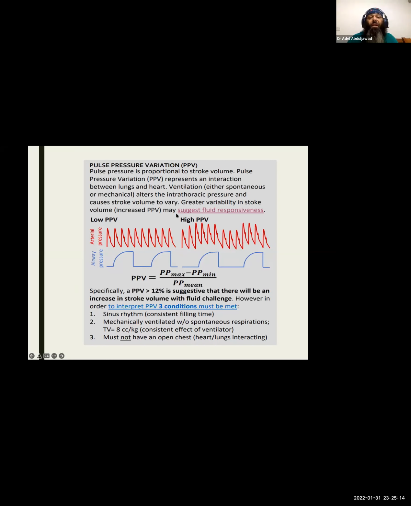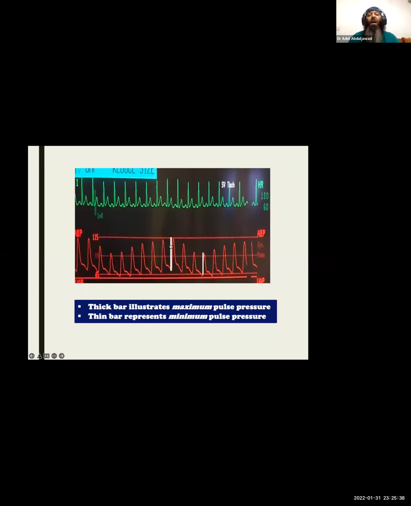If the value is higher than 12%, the patient is fluid responsive. Less than 12%, or 10% or less, the patient is not fluid responsive, do not give fluids. And this is a very simple tool. The sensitivity and specificity of the pulse pressure variation from reading the arterial waveform and the calculation reach 90%. So it's a good sensitivity and specificity. This is how you calculate.